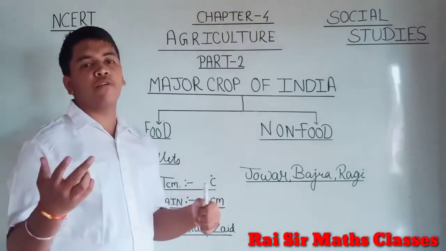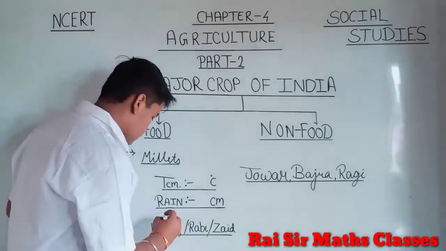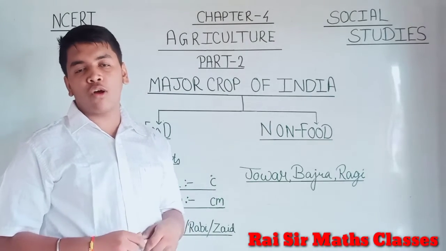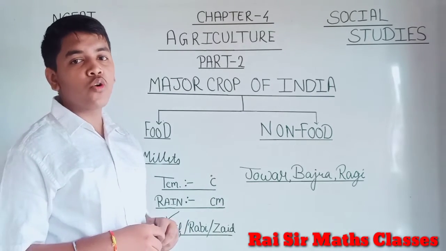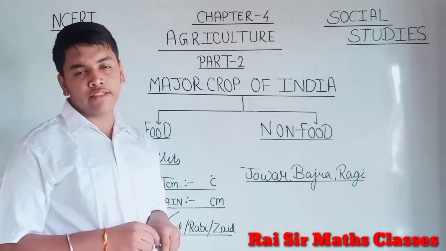So which type of crop is it? It is basically a kharif crop. This kind of crop requires more water, as I told you that kharif crops require more water than rabi and zaid crops.